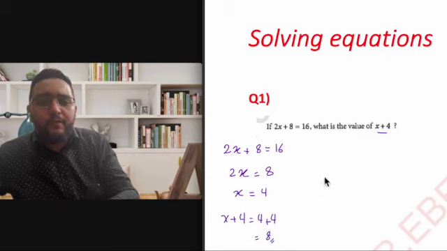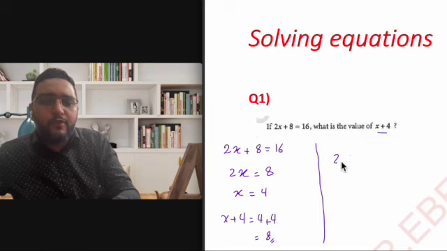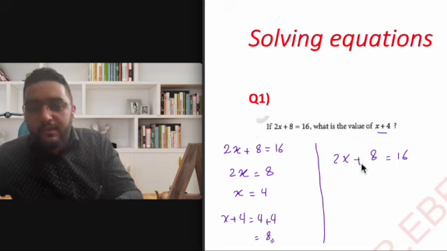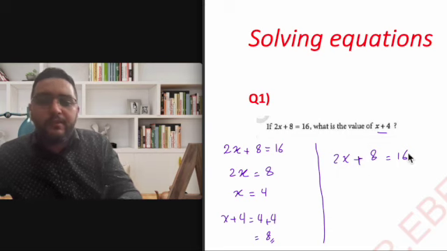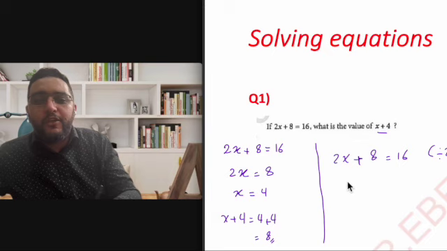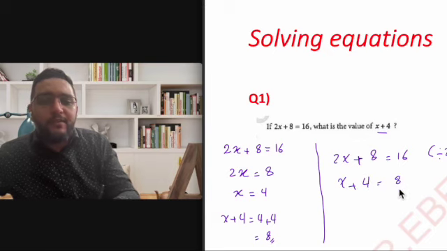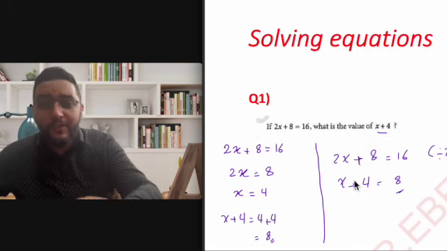Okay. We have another method. If we have 2x plus 8 equals 16, check this equation. You can divide all the sides of this equation by 2. Okay. We have 2, 8, and 16. All are divisible by 2. So the answer will be x plus 4, which equals 8. So this is the answer, which equals 8. Let's move to the next question, question 2.